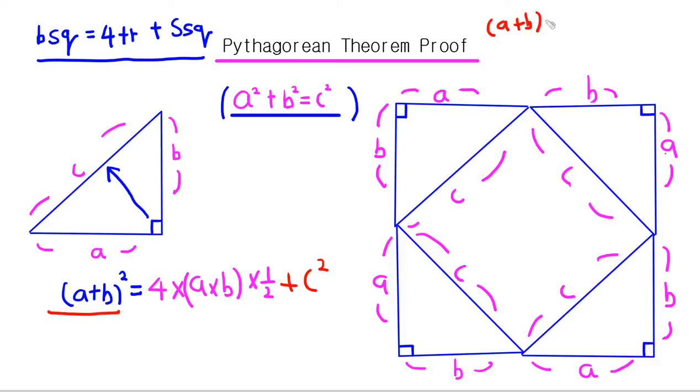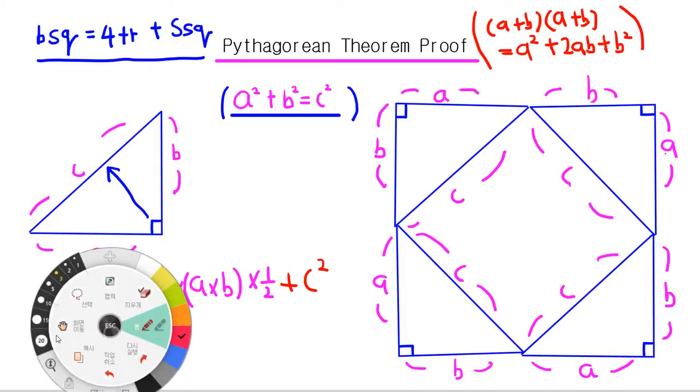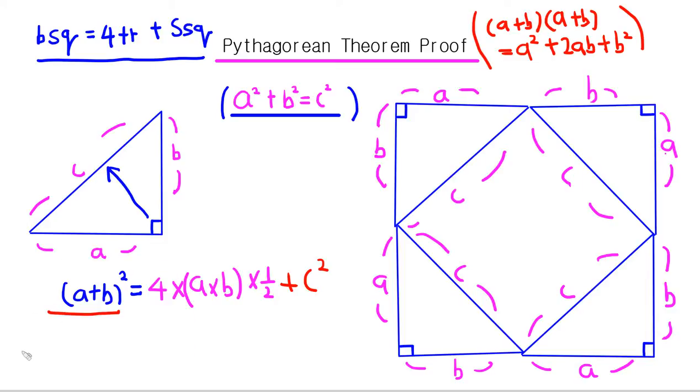We can simplify the left term: (a plus b) squared is equal to a plus b times a plus b, which, using the distributive property, is a squared plus 2ab plus b squared, by the property of binomials. And that should be equal to, well, the 4 and the 2 cancel out into 2, so 2 times ab plus c squared.